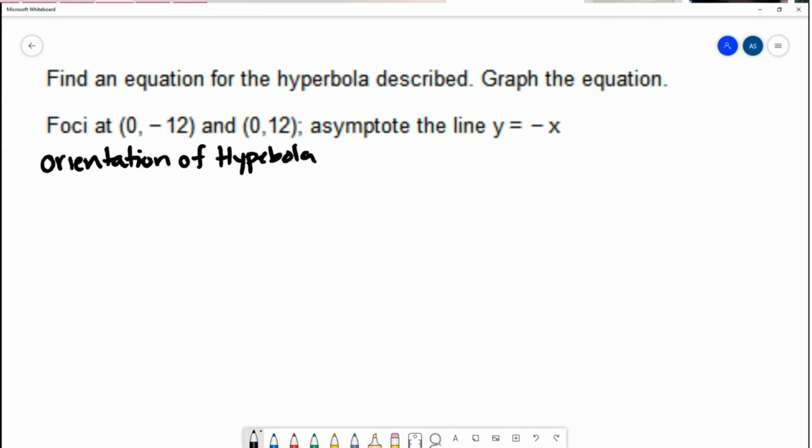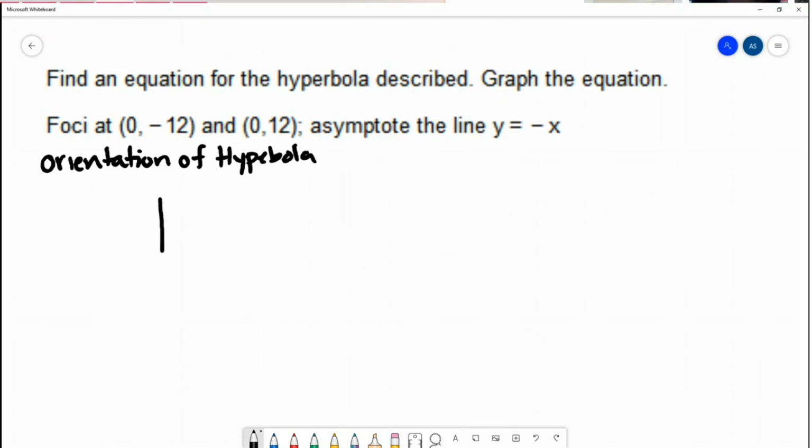And that's important because, as you saw earlier, we have one equation that represents a vertical transverse axis and a different equation that represents the horizontal transverse axis. So I want to be able to start with the right template. I need to know the orientation.